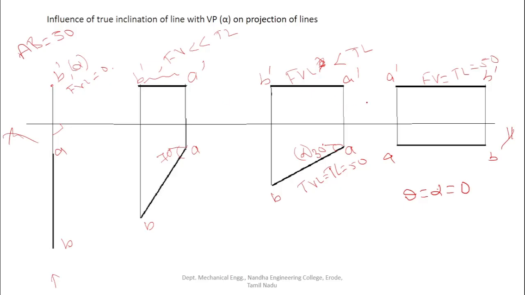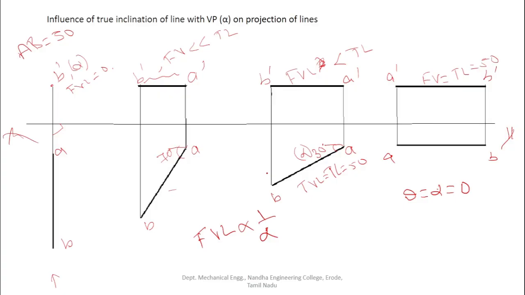So when the line is parallel to the VP, the front view gives true information. When the inclination of the line with the VP increases, the front view length decreases. So the front view length is inversely proportional to the value of alpha. Alpha is nothing but the true inclination of the line with the VP.